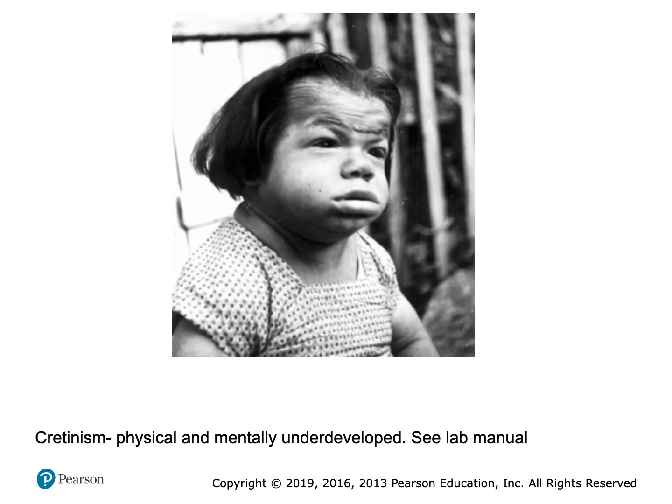This is from the lab manual. Physically and mentally underdeveloped, they usually die by the time they're 40. This incidentally could be a picture that would show up in your lab test. So this person has cretinism.